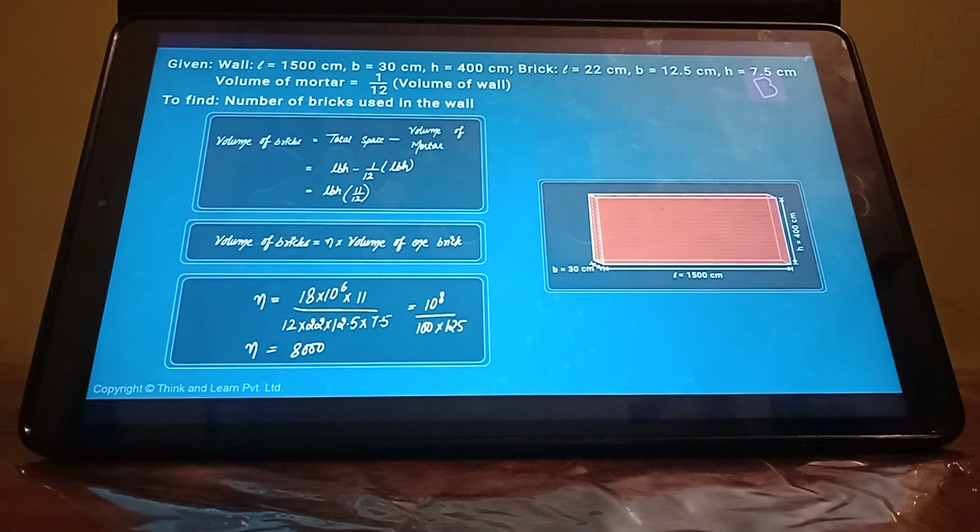So the flow is equate volume of bricks with volume of wall minus volume of mortar. Rewrite volume of bricks as n multiplied by volume of one single brick. Find n and you're done. Let's see what comes up next for us.